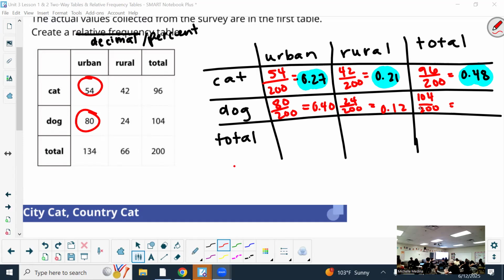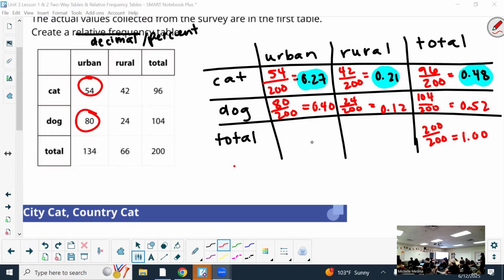in my calculator, 104 divided by 200, and I would get 0.5, which makes sense because if 48% of people chose cats, 52% of people must have chose dog to then add up to the 100% for this part. Right? It's for that one.